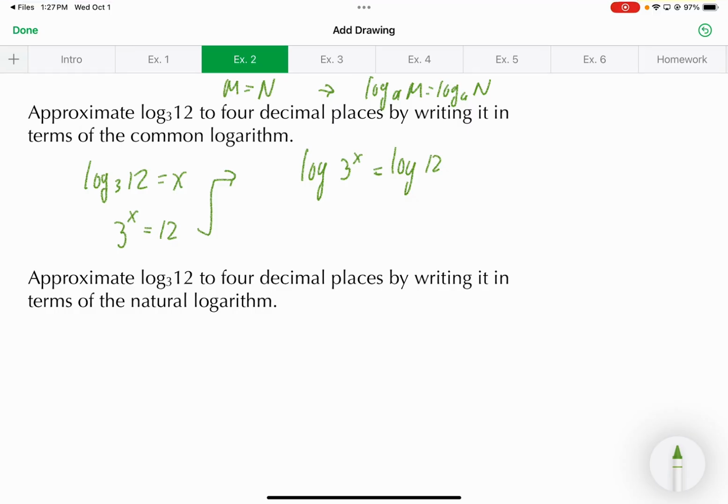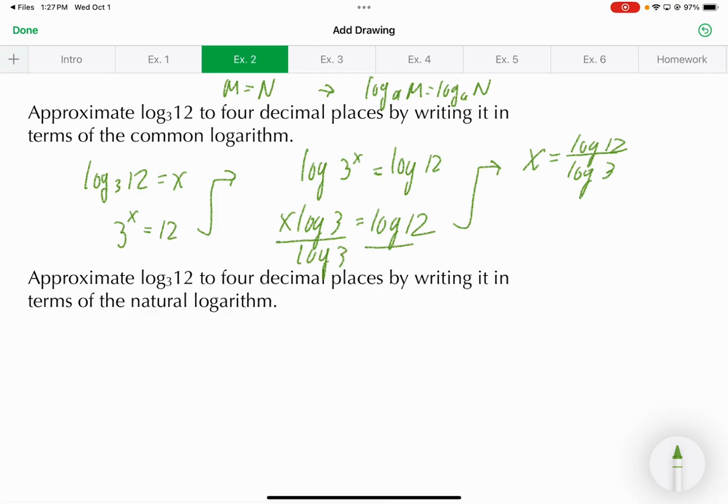Those darn ditchers. All right, now I can use the property of log to take that x and pull it down to the baseline, right? So I can say this is x times log of 3 equals the log of 12. And then I can solve for x by dividing, right? Because log of 3 is just a number. So then I would get that x equals log of 12 over log of 3. So I just divided both sides by log of 3.